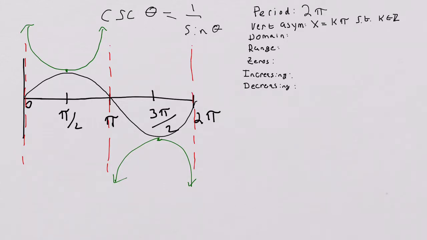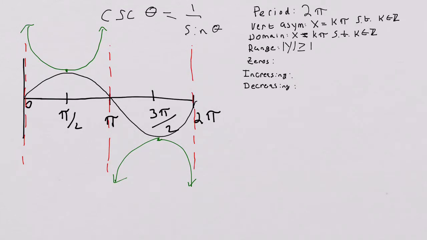Okay, domain. My domain is basically every real number except for the vertical asymptotes. So really, my x just cannot equal k pi such that k is an element of the integers. It's every real number except for where the vertical asymptotes are. My range. Well, my range is essentially any number. It's going to be all my y values, but if I take the absolute value of all my y numbers, it has to be greater than or equal to 1. Now that includes the positive and the negatives because of the absolute values.